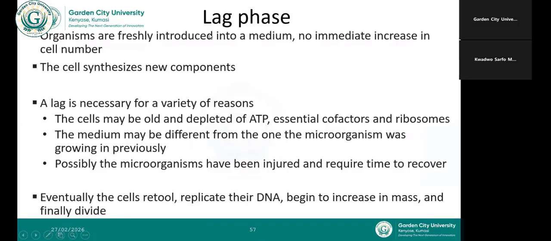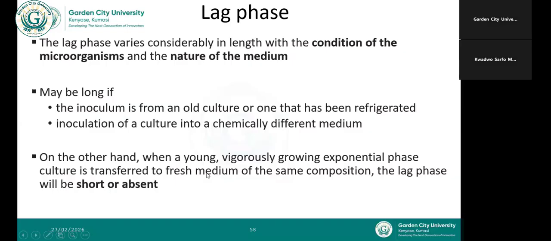So I'll explain the lag phase. Usually when you introduce them into a fresh medium, or you brought them from the fridge or freezer after storage for some time, then they begin to adapt. Some of them might have been injured and they require some time to recover in the course of storage. And then they will take off to the exponential phase where they begin to multiply.